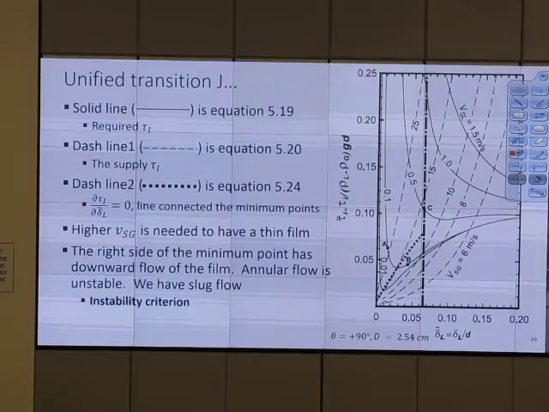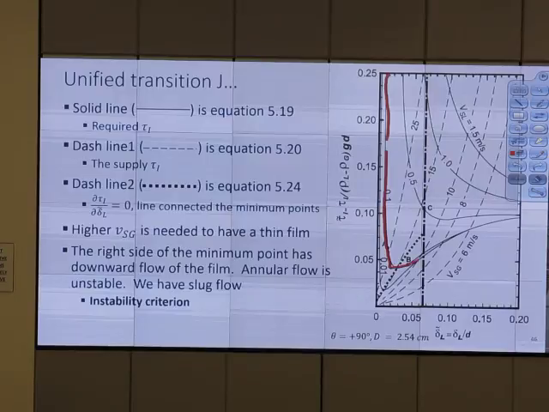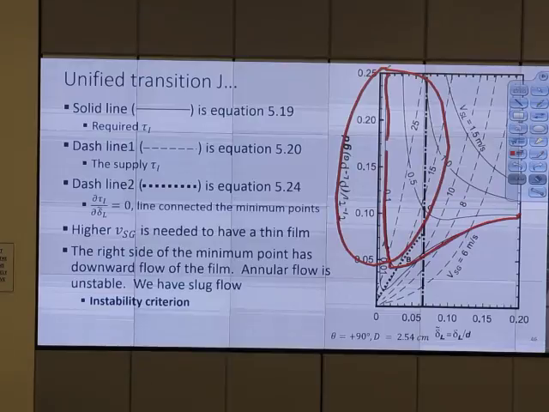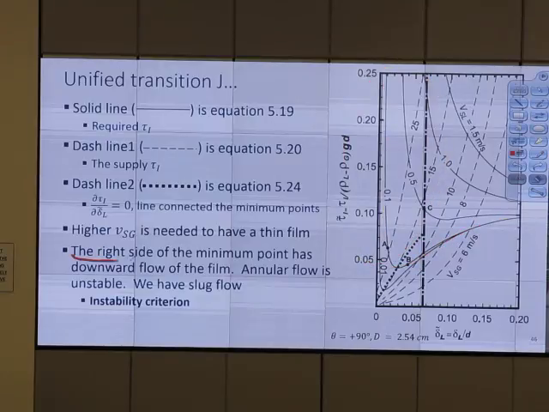Both of them come from the combined momentum equation. The difference is the left side is where the film moves up. The right hand side is where the film moves down. Your combined momentum equation doesn't tell anything about the sign, right? So when you plot the solution, the left part of the graph is for the case where the film moves up. The right side of the minimum point has downward flow of the film.